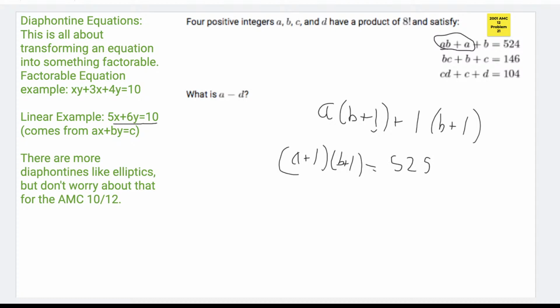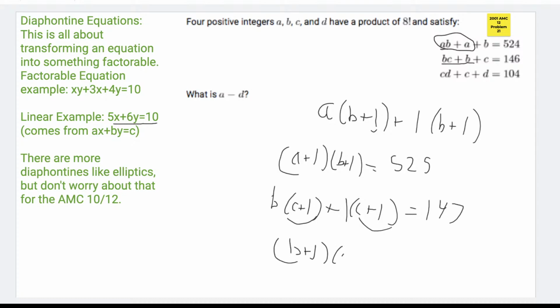For the next part, you take bc. You notice that this is just b times c plus 1 because of these two terms. Now we want c plus 1 to be here. This is possible: you multiply this by 1 and add an extra 1, so this equals 147. But you can just add b because this term is the same here and here. So b plus 1 times c plus 1 equals 147.